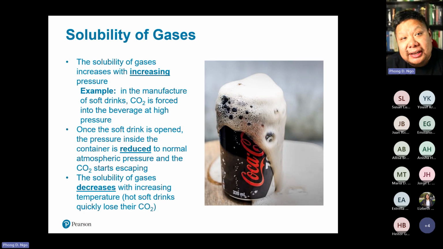It gets flat because the heat from around the room makes it so that all the CO2 leaves the soda and it's no longer fizzy, right? So it's completely different. It's the opposite with gases. With gases, the colder the water, the more soluble the gases are. Whereas for solids, the hotter the water, the more soluble it is. Okay? It's the opposite for gases.